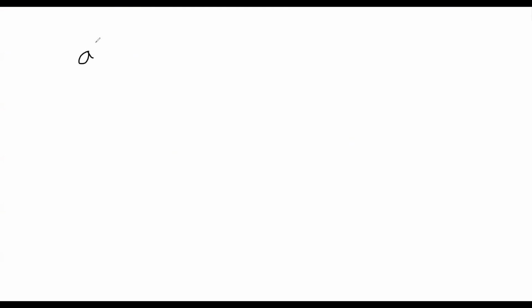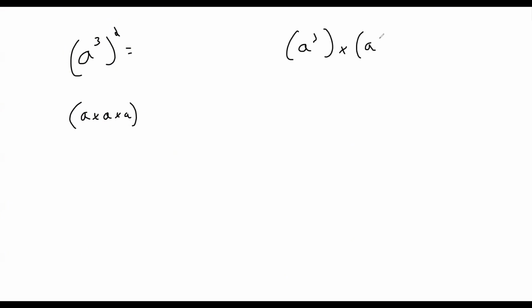So a to the power of 3, all to the power of 2. What does this mean? Well, a cubed we know means a times by a. And then squared means I want that thing times by itself. So if a cubed is times by itself, well, that looks like this: a cubed times by, apologies for my handwriting, a cubed, like this. So I'm timesing it by itself.